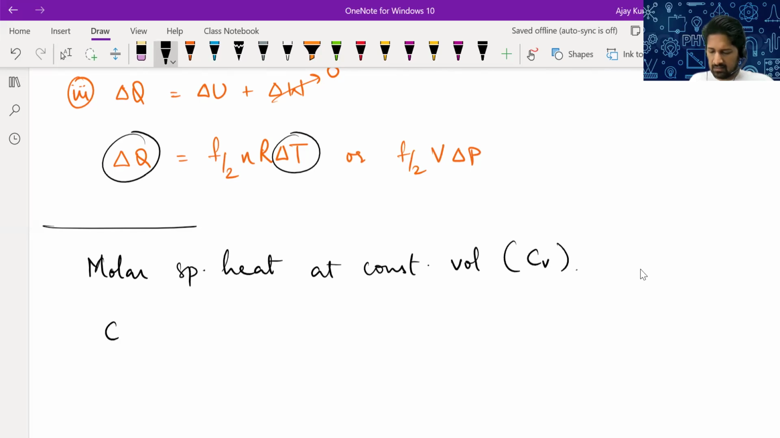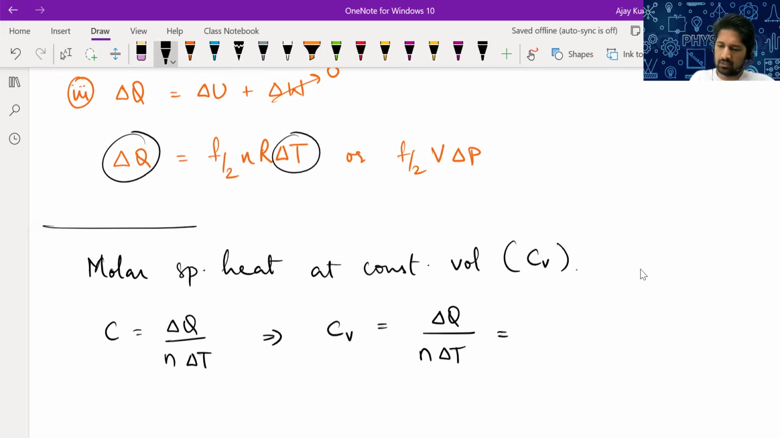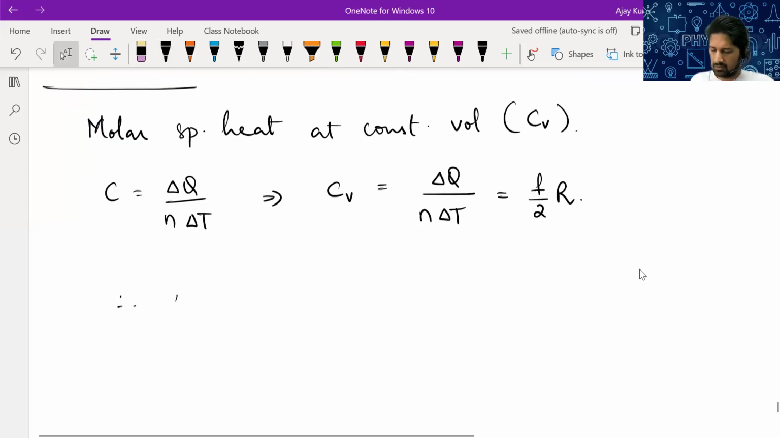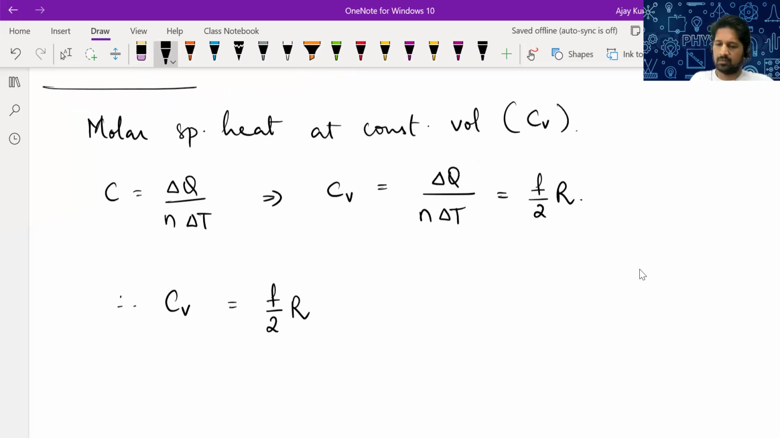Now, C generally is delta Q by n delta T. Now, in this case, it becomes delta Q divided by n delta T, and it becomes equal to what? If you send n this side and delta T this side, what will you be left with? F by 2 multiplied with R. Therefore, CV of any gas is given by the formula F by 2 multiplied with R. Cp was F by 2 plus 1 multiplied with R. Cv is F by 2 multiplied with R.